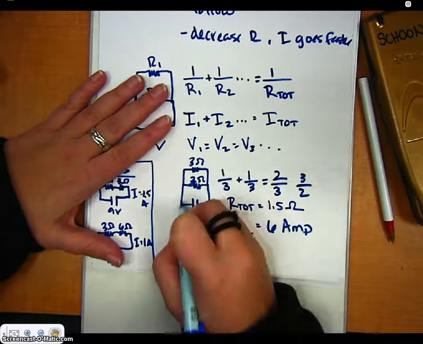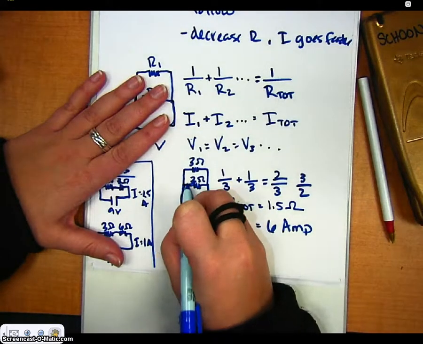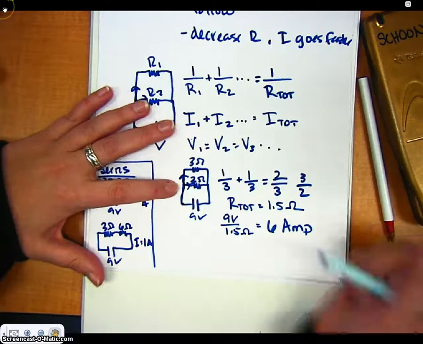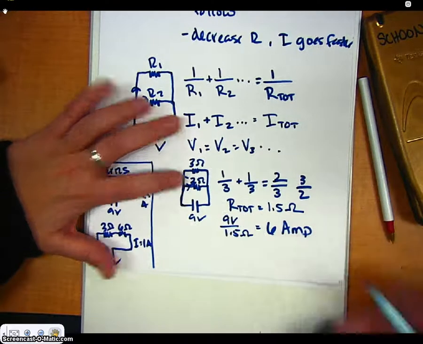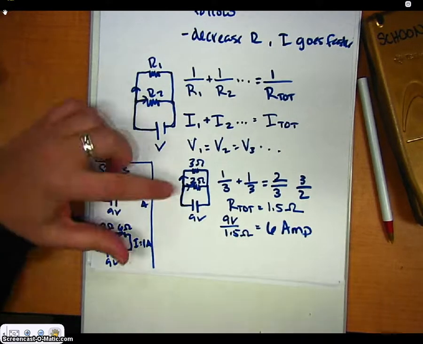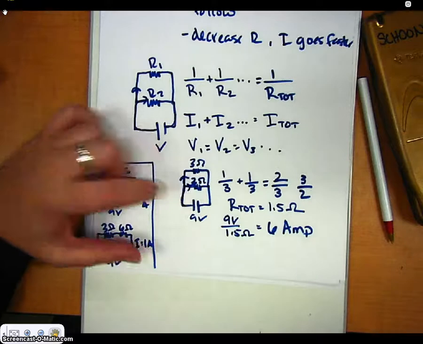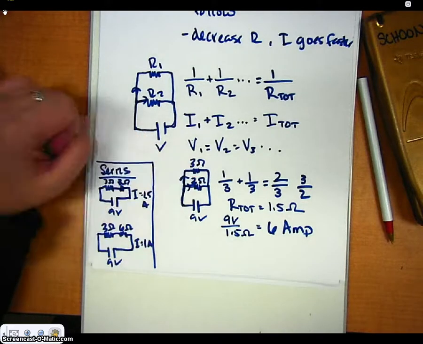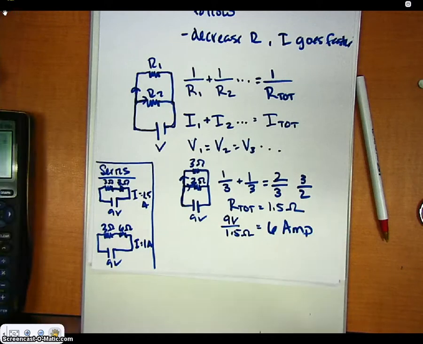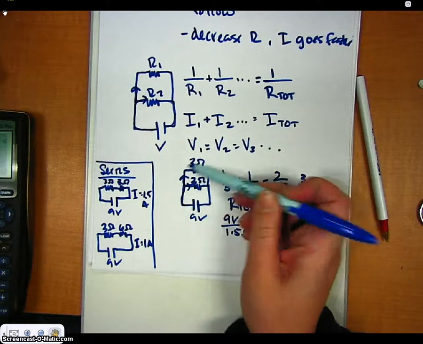So the current's going to split when it gets here, right? And because we have the same resistors here, it's going to split evenly. So we're going to know that there's exactly 3 amps of current going here and 3 amps of current going there. Let me just double check my math so this makes sense. Yeah, okay. So 3 amps would go here and 3 amps would go here.